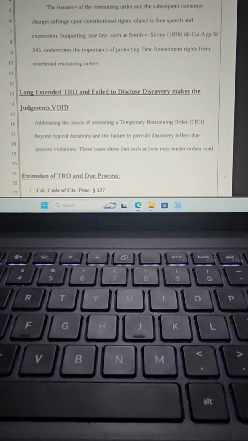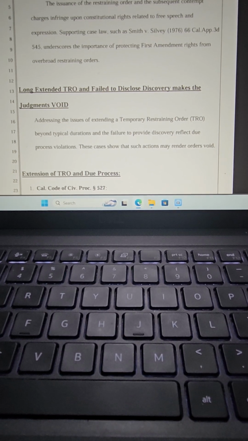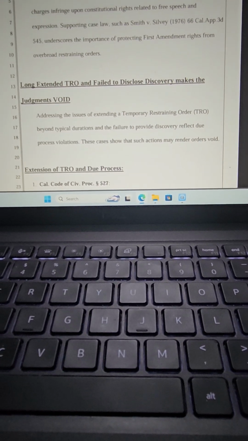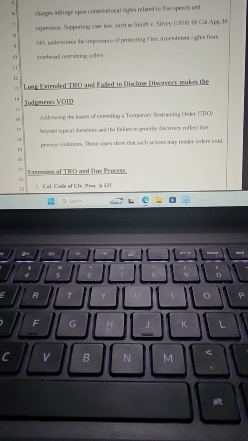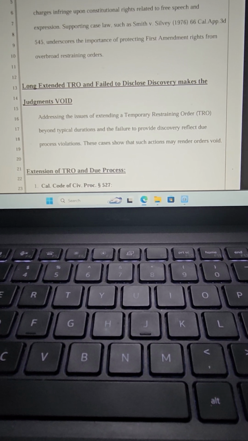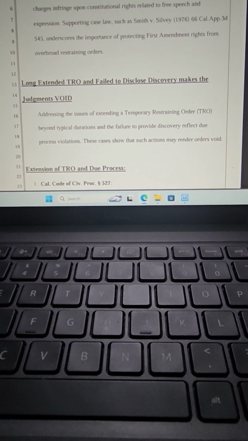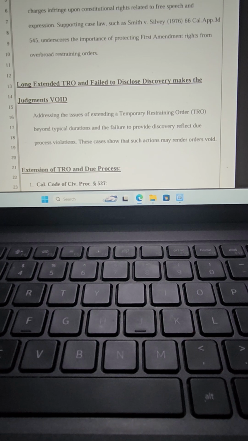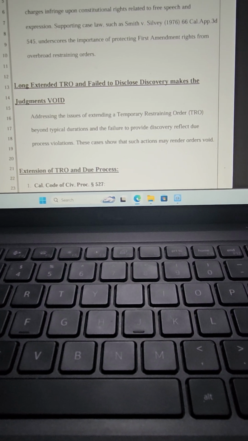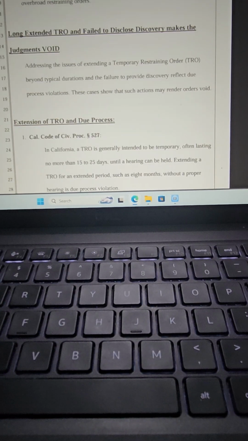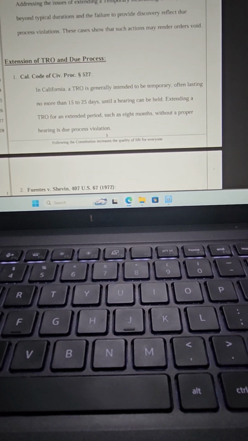Long extended TRO and failure to disclose discovery makes the judgments void. Addressing the issues of extending a temporary restraining order, TRO, beyond typical durations and the failure to provide discovery reflect due process violations. These cases show that such actions may render orders void. Extension of a TRO and due process. California Code of Civil Procedure 527.